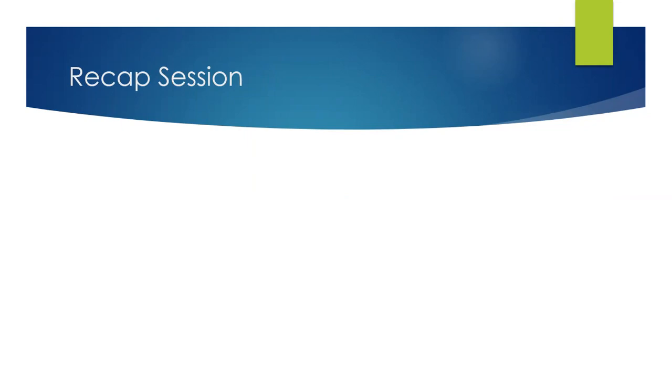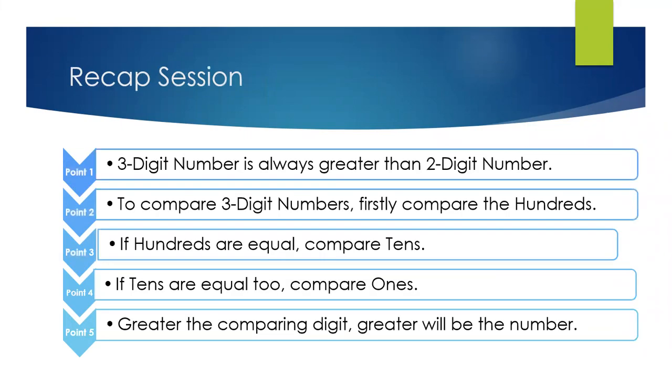Now let's recap what we have learned in this lesson. Firstly, we have seen that a three-digit number is always greater than a two-digit number. This is the case with the numbers we are comparing of different digits. Now, if we are having two numbers both comprising of three digits, then firstly we will compare the hundreds place value. Secondly, if they are same, then we will compare the digits of the tens place value. And if they are also same, then we will compare the ones place value digits.